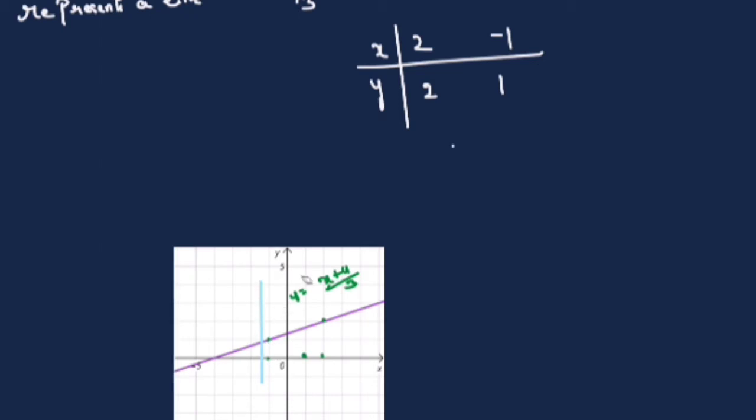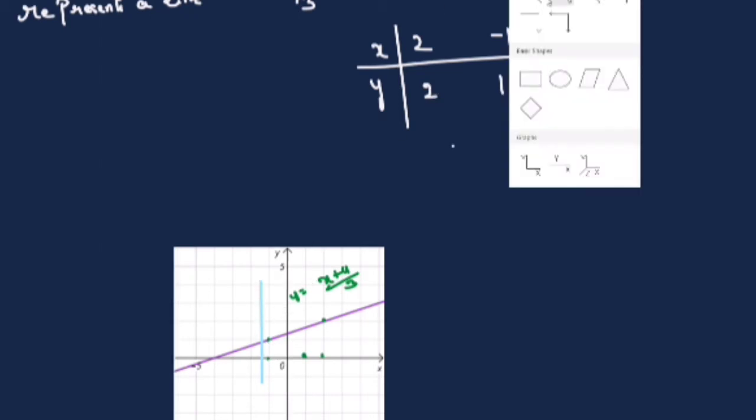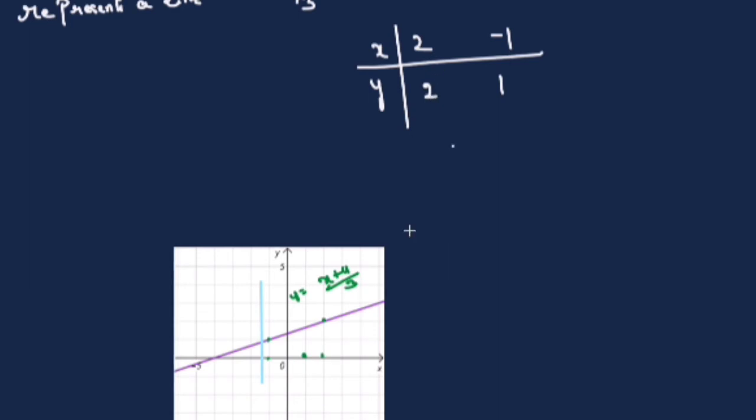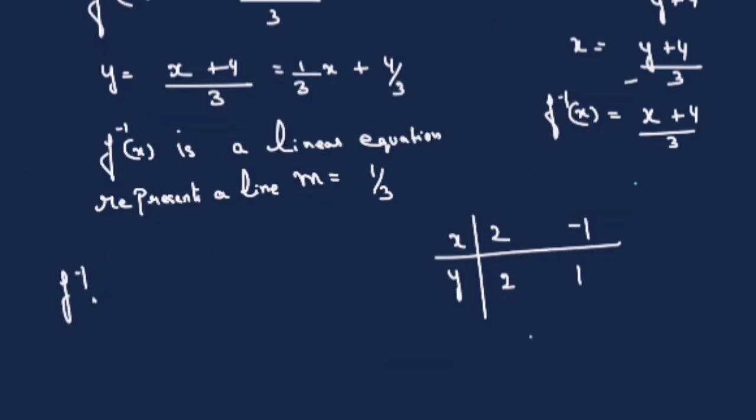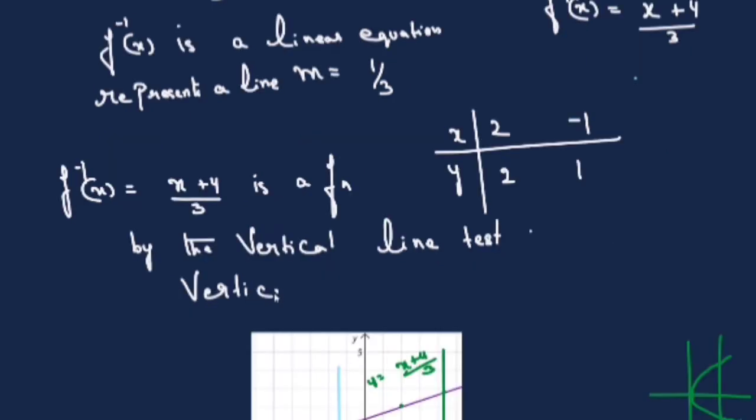Here you can see the vertical line. You can draw any number of vertical lines. See, we'll draw another vertical line. This is the graph, and it is intersecting only at 1 point, isn't it? So the line represents a function. Therefore this f inverse of x, which is x plus 4 by 3, is a function. Why is it a function? By the vertical line test: the vertical line intersects the curve at exactly 1 point. So it is a function.